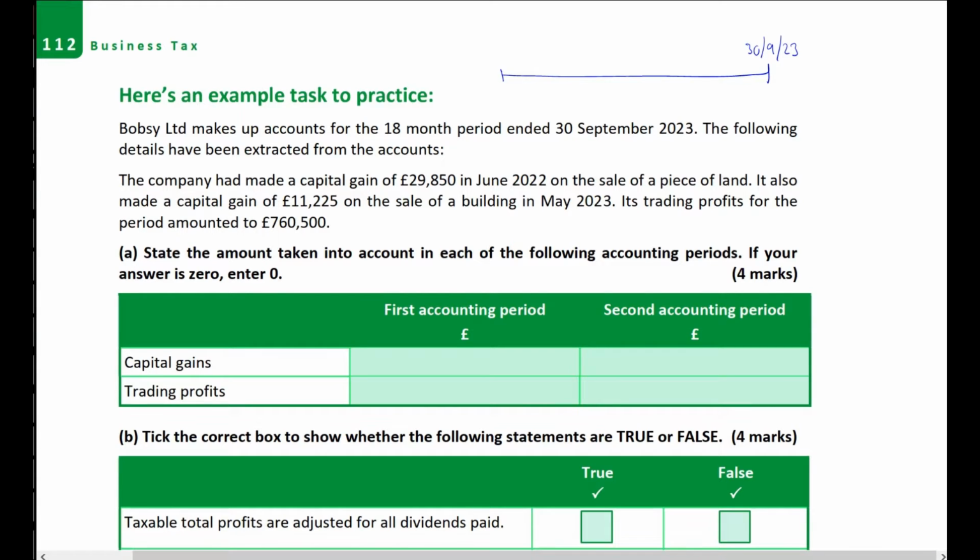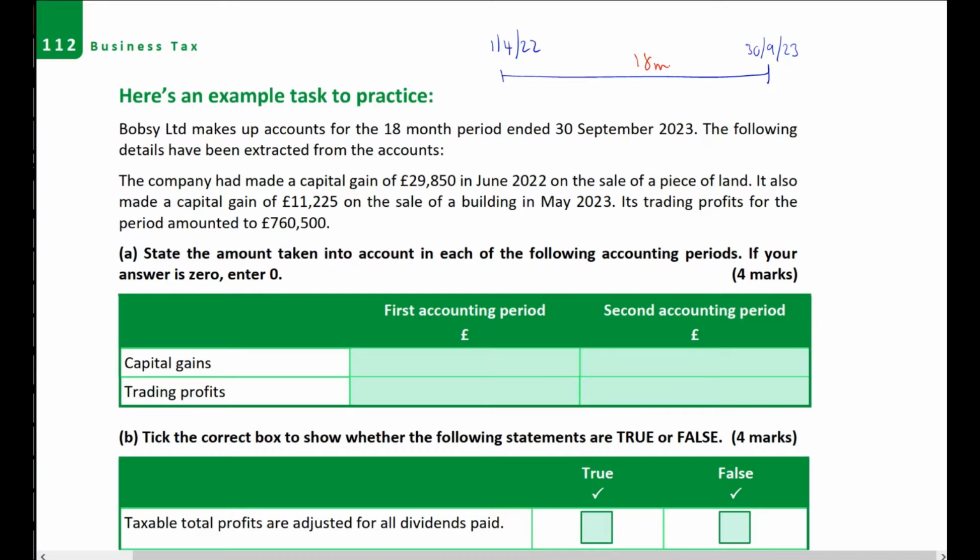So I know that 12 months back would take me to September 22, but what's another 6 months before that? Let's just count backwards. So we've got September, August, July, June, May and April. So 1st of April of 2022 must be the start of the period. And it ends in September 2023, an 18-month period altogether.